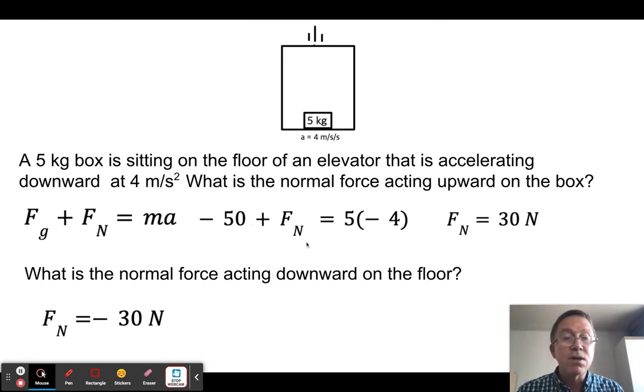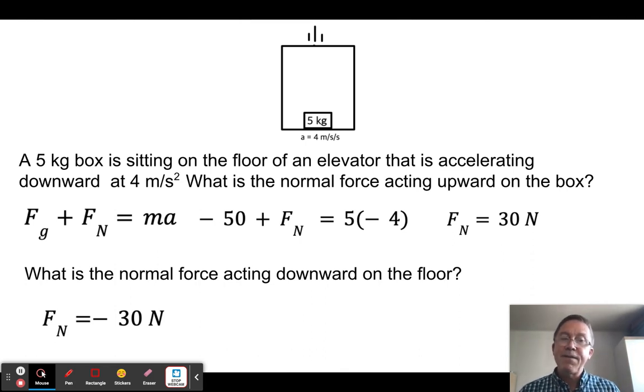I'm trying to find out what the normal force acting on the box is, but I do know I have a 5 kilogram box, and this time it's accelerating in the negative direction at 4. So when I solve for this part of it, I get negative 20 plus 50, because when I move this over, I get positive 30. It's pushing upwards with 30, while gravity is pulling downwards with 50. So of course the object is going to be accelerating downwards at 4 meters per second squared.